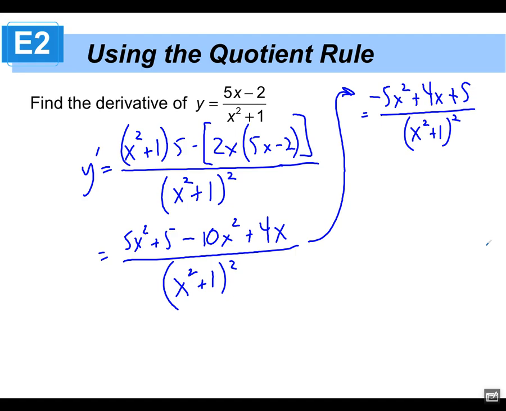Unfortunately, at this point in time, there's no other way to do a quotient rule. We will get another method later, but for now, quotient rules have to be done as quotient rules.